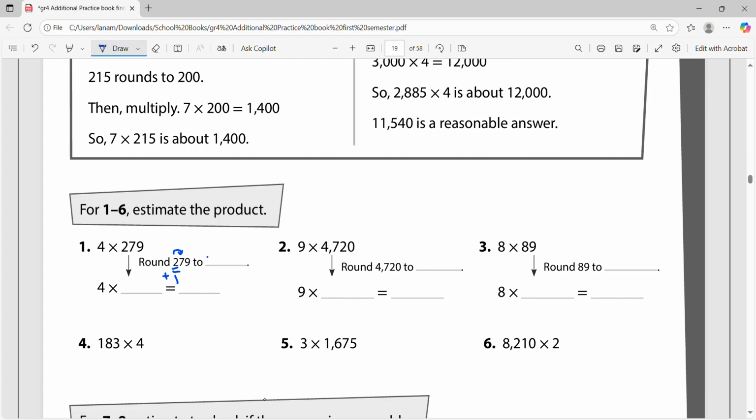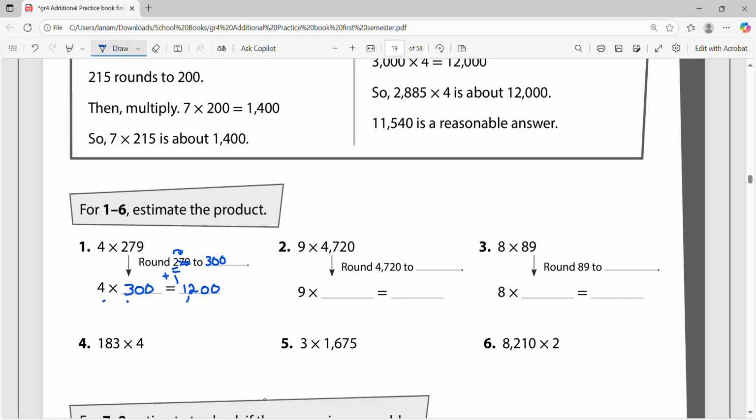Numbers on the left stay the same. We don't have numbers on the left. Numbers on the right, I don't want these numbers anymore. They will become 0. So I will add 1 to the 2, so it will become 3. And then I will change the numbers on the right to zeros. So it's 300. Now, 4 times 3 equals 12. And then we will add the zeros.